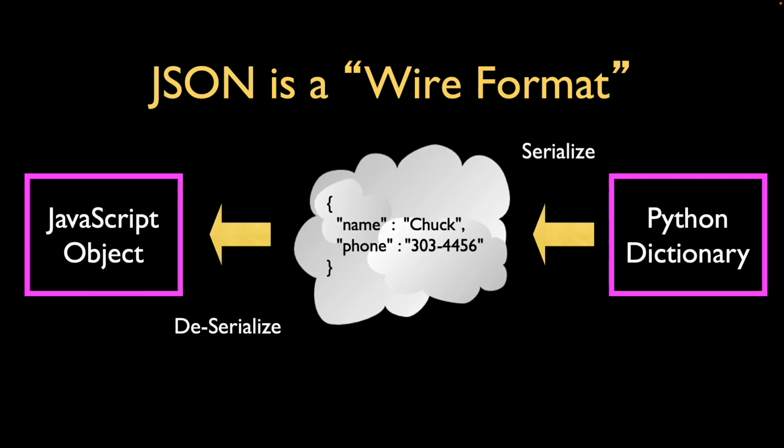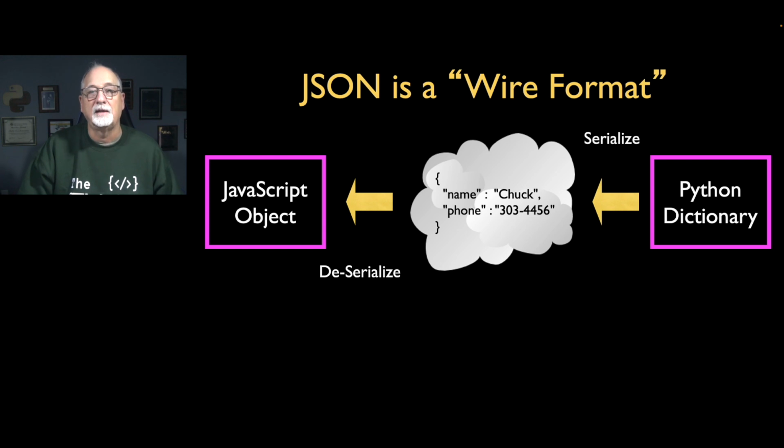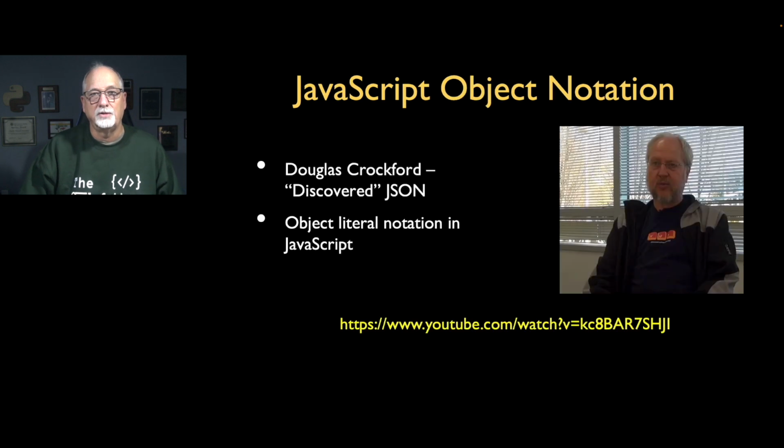So we deserialize it and it becomes sort of an object in JavaScript, in this case, if we're going from Python to JavaScript. But the idea is that the wire format is something we agree on, and so it doesn't matter what language we're dealing with. The wire format is something each language has to be able to serialize to send and deserialize to receive.